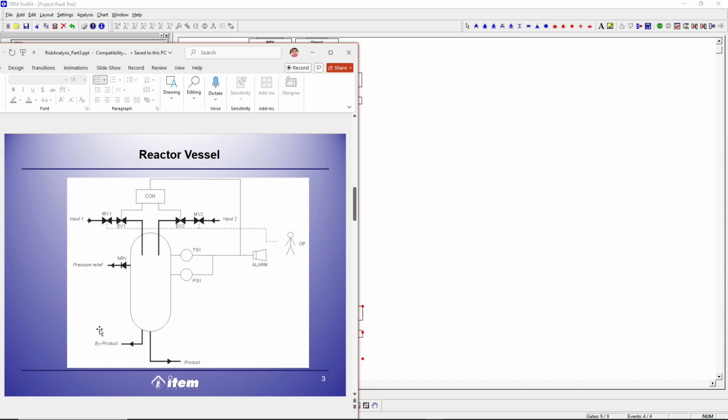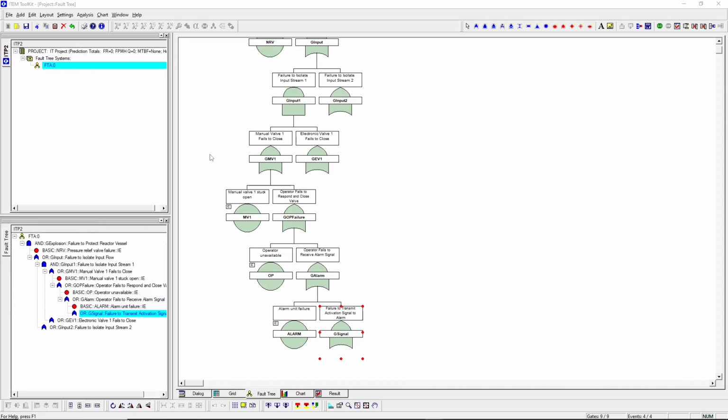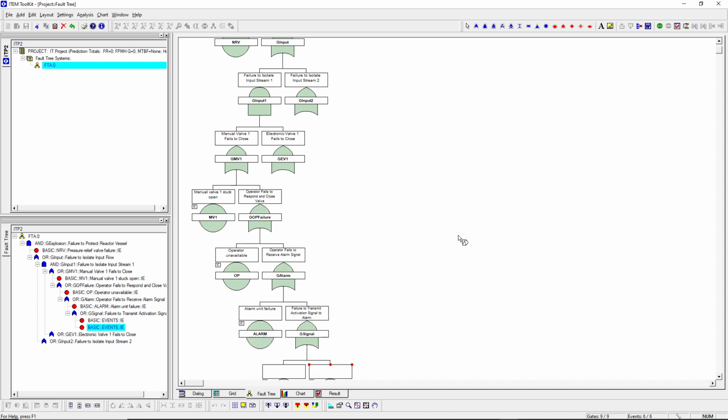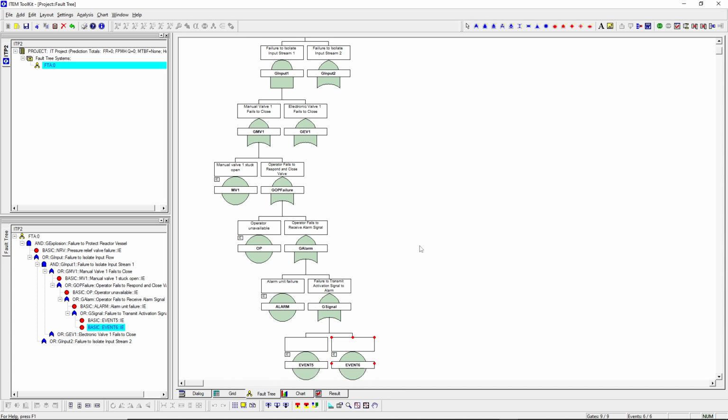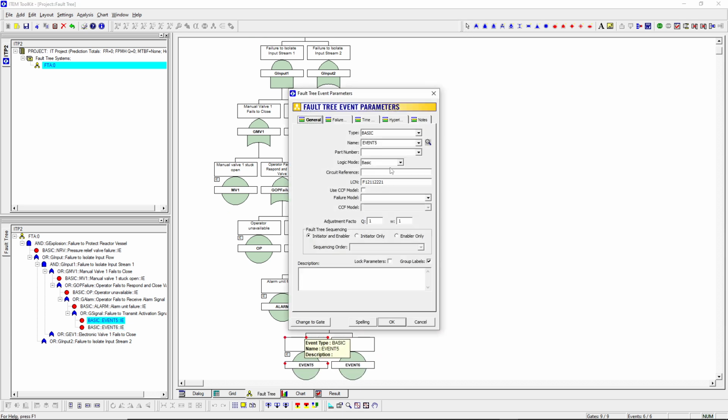Finally, let's dive one layer deeper into G-signal to look at our root data source. The activation signal is generated by two distinct physical sensors in the vessel, the temperature sensor, TS1, and the pressure sensor, PS1. Both of these represent primary component faults with known failure rates, so we can add them directly as basic events under the G-signal gate.